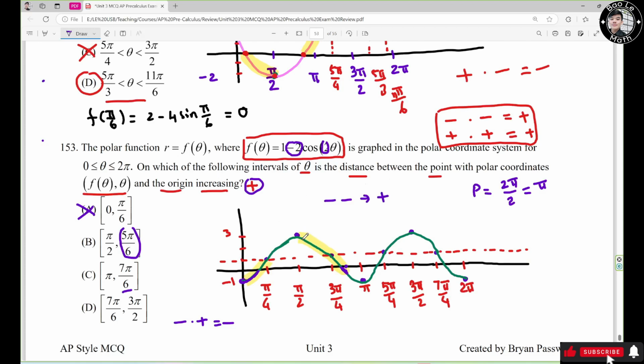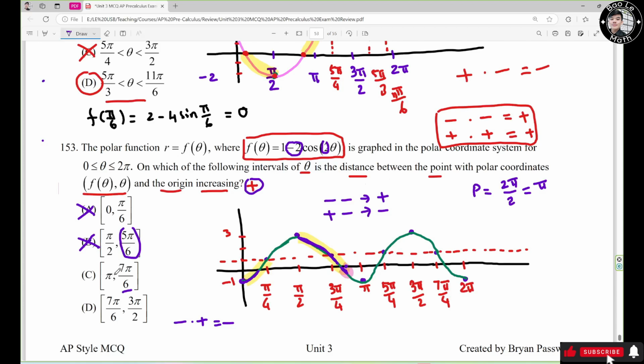But if you look at the one above the axis right here, right? The remaining one right here. This one is above the axis, so it can be positive, right? And it's decreasing, right? So it can be negative. So the answer must be negative, but we need positive, right? So answer choice B is incorrect, right?